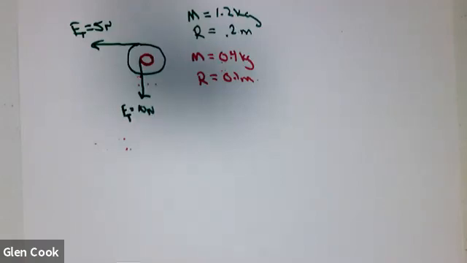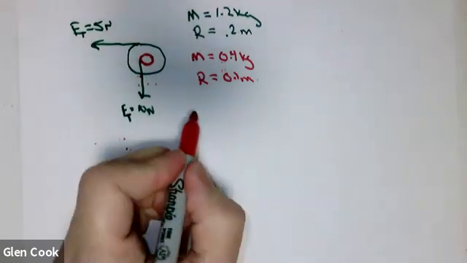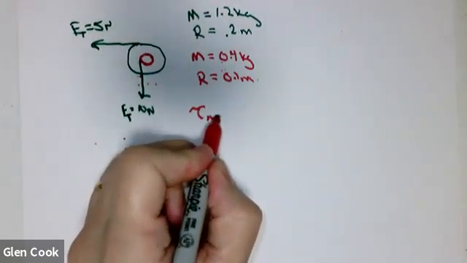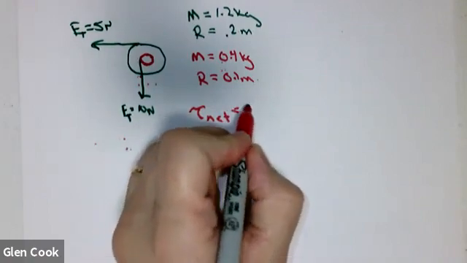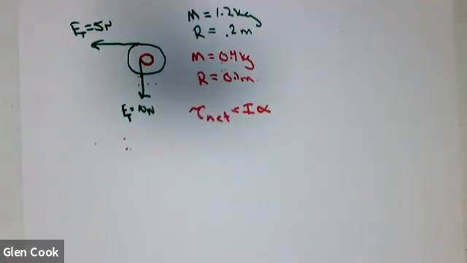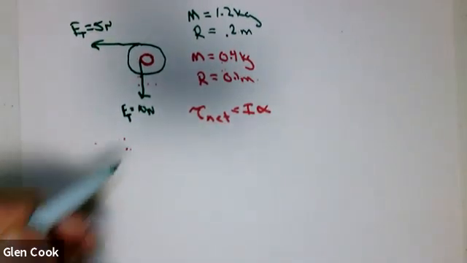Start with the statement: torque net equals I alpha. What forces are causing torques? We'll label these 1 and 2.